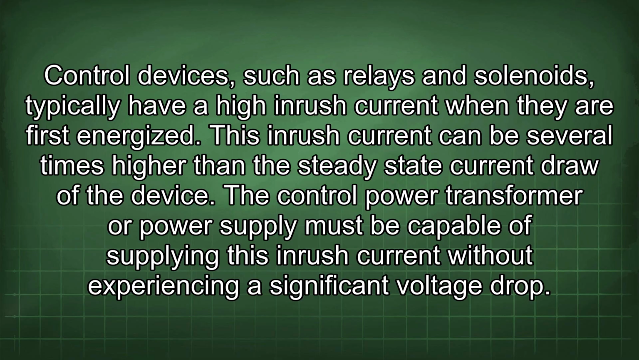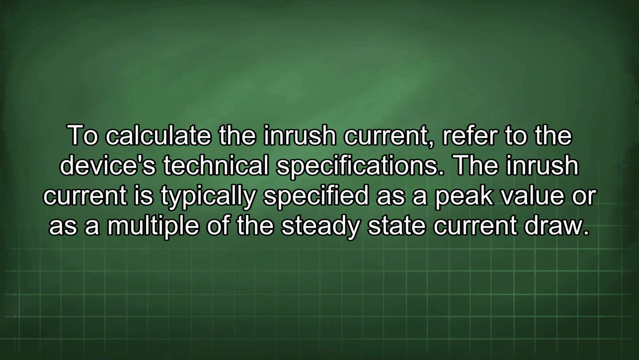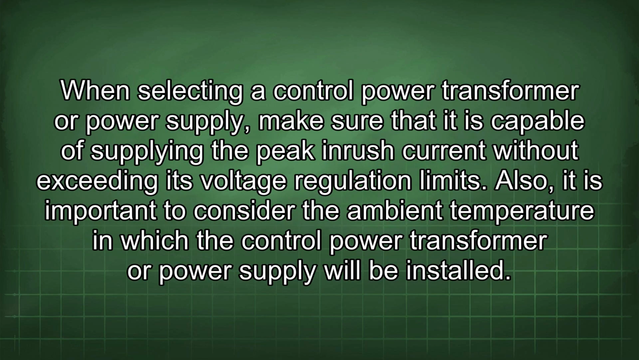The control power transformer or power supply must be capable of supplying this inrush current without experiencing a significant voltage drop. To calculate the inrush current, refer to the device's technical specifications. The inrush current is typically specified as a peak value or as a multiple of the steady-state current draw. When selecting a control power transformer or power supply, make sure that it is capable of supplying the peak inrush current without exceeding its voltage regulation limits.